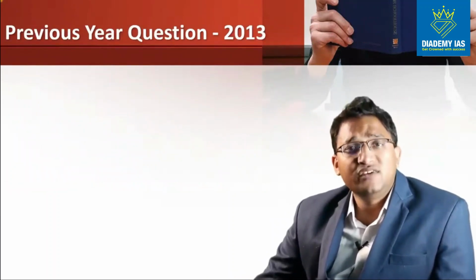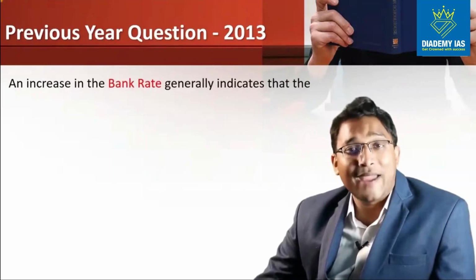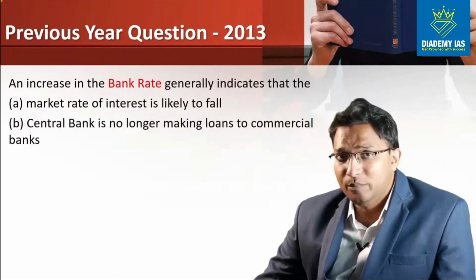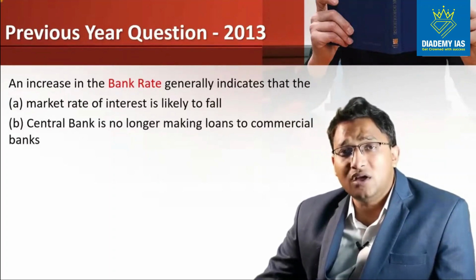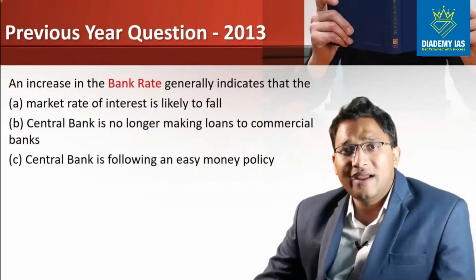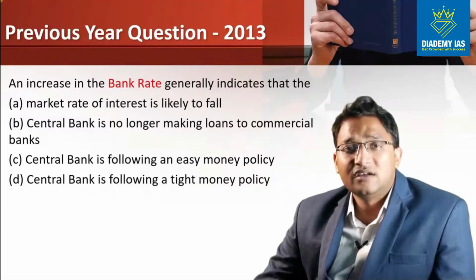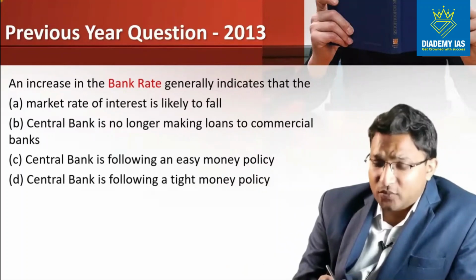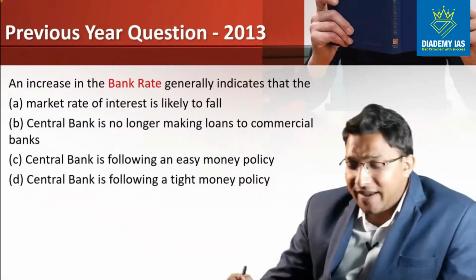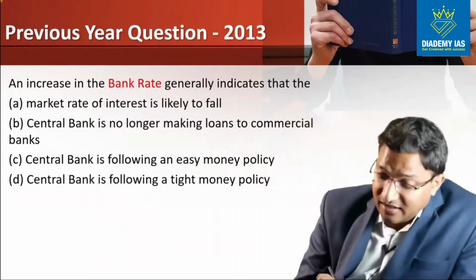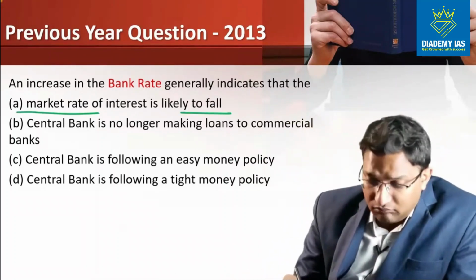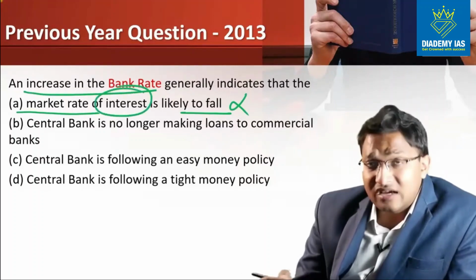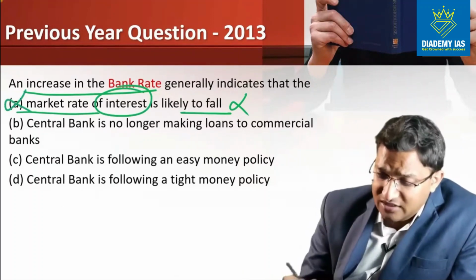Next question, previous year question. An increase in the bank rate generally indicates: A, market rate of interest is likely to fall. B, central bank is no longer making loans to the commercial banks. C, central bank is following an easy money policy. D, central bank is following a tight money policy, right? So let us start discussing each option. Option A, market rate is likely to fall. No, it is actually the reverse. If the bank rate is increasing, that means the interest rate is increasing, not decreasing. So option A is wrong.